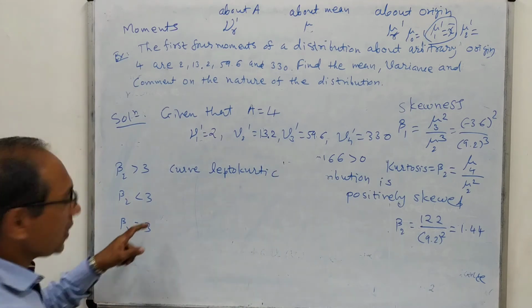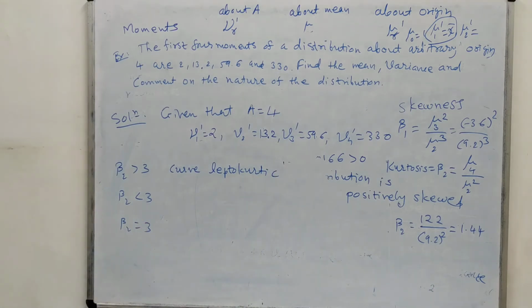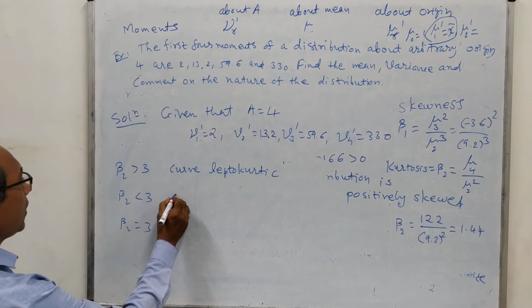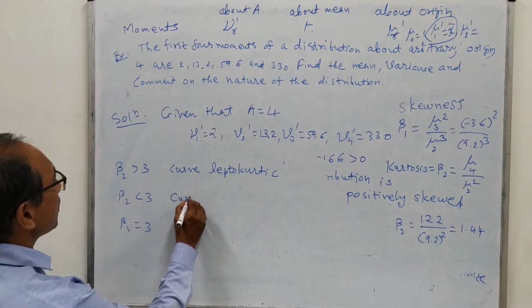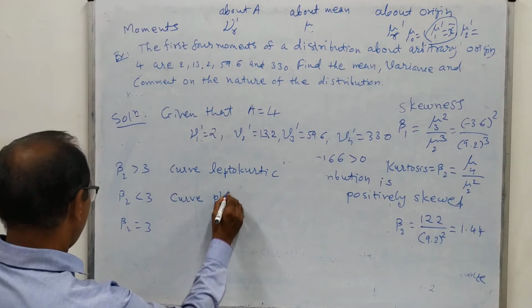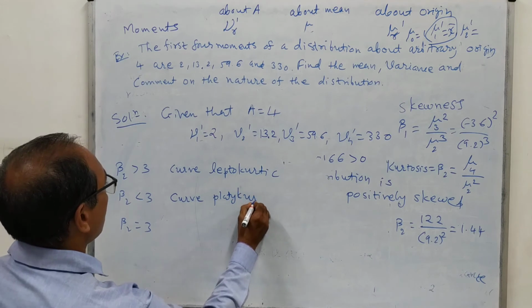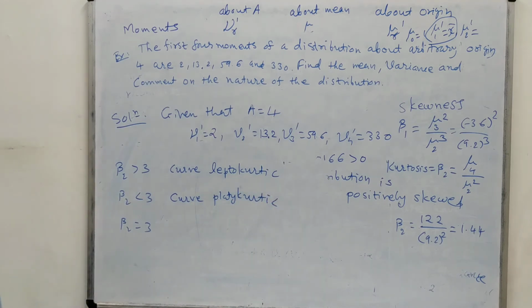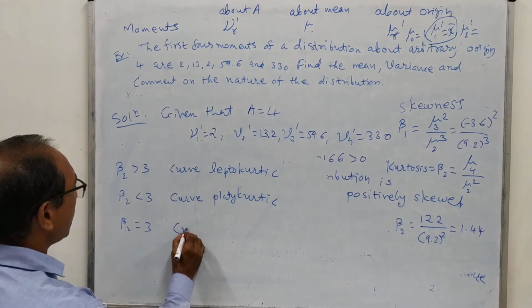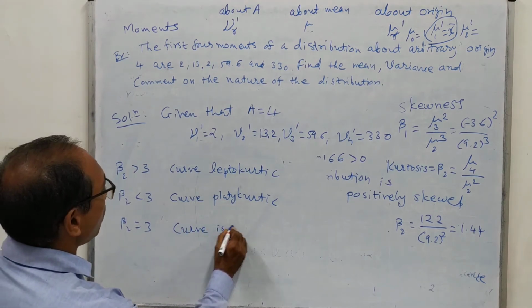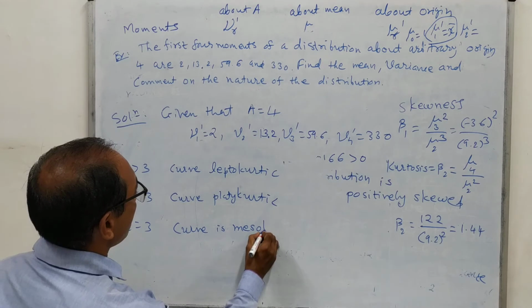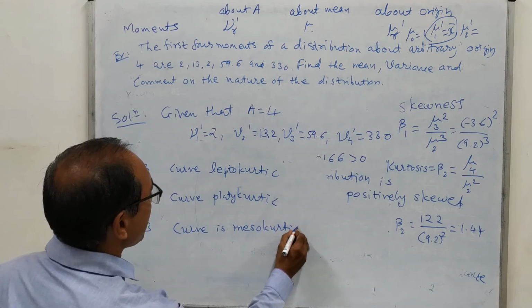And if beta 2 is less than 3, then we have noted that the curve is platykurtic. And if beta 2 is equal to 3, then we have seen that the curve is mesokurtic. That means symmetric. The curve is symmetric.